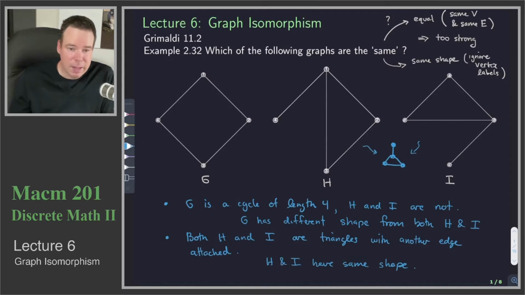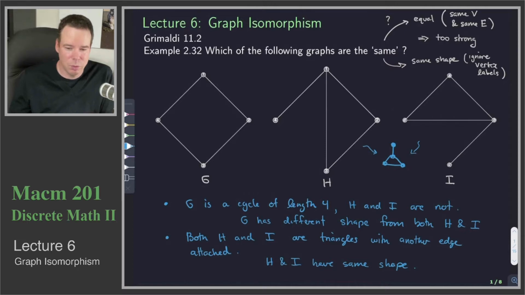Now, same shape in mathematics, or same structure, whenever we've got some objects with a certain structure attached to them, and we say, well, I've got these two of those objects, and their structure is the same, we call them isomorphic.